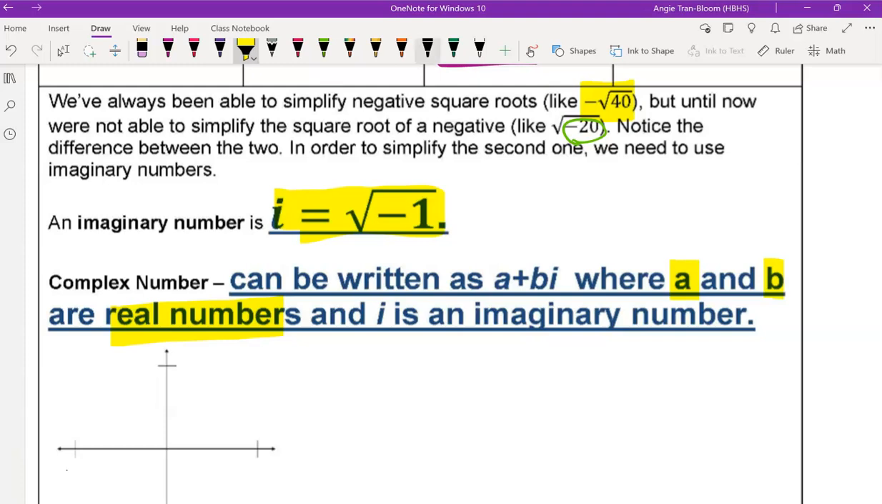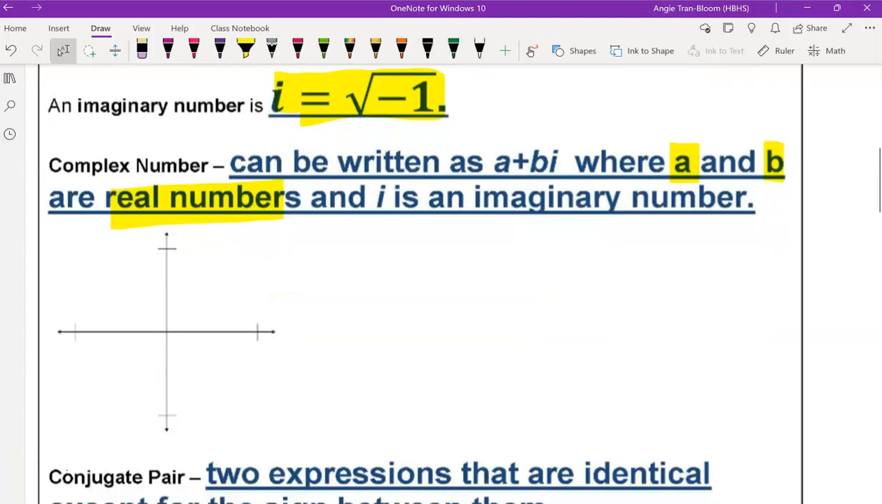We can even graph this out, guys. You're going to learn more about this later, but when we graph imaginary numbers, the x-axis is called the real number axis, and the y-axis is called the imaginary number axis. So instead of x and y, it's called imaginary.